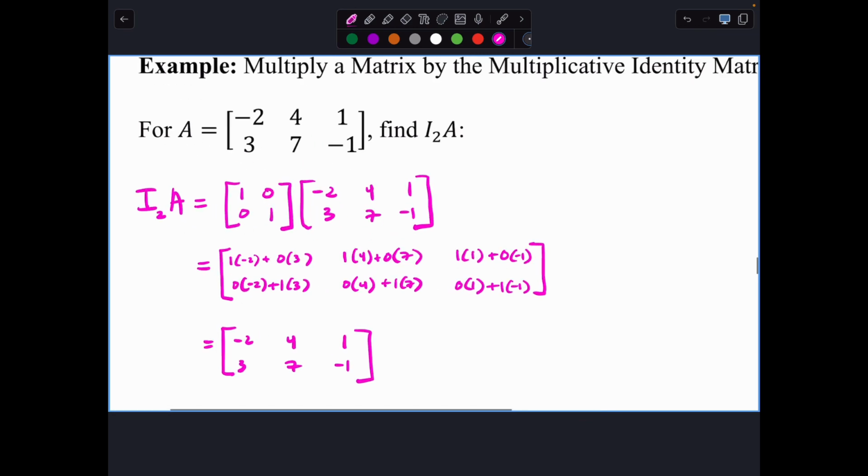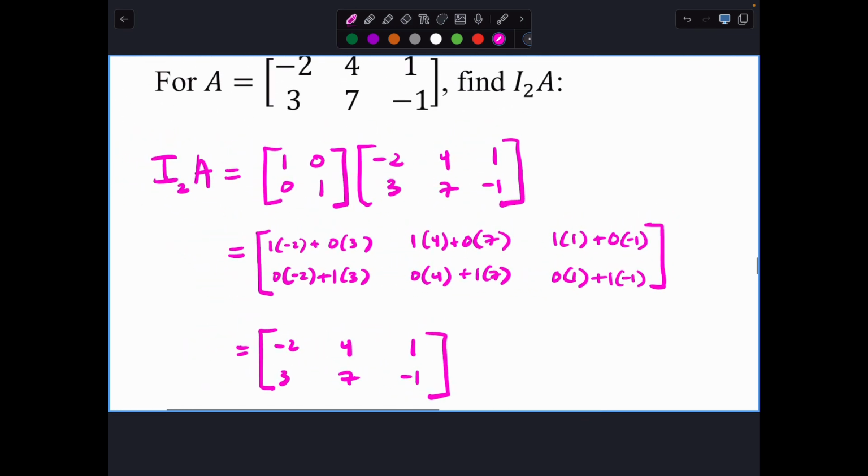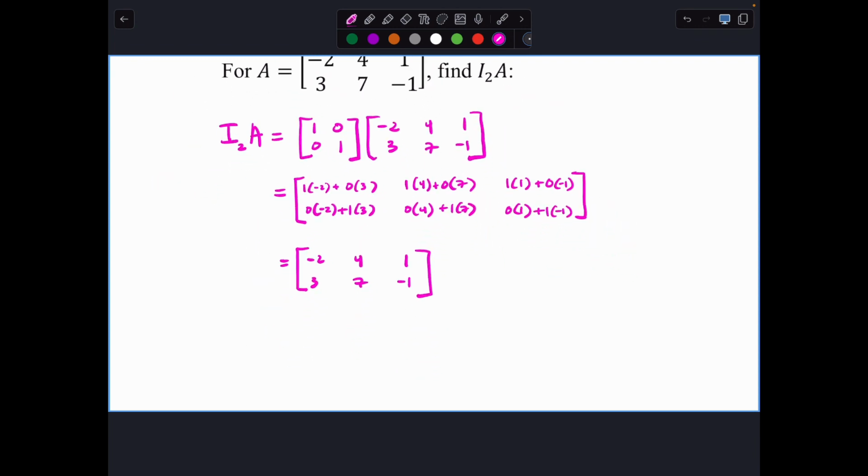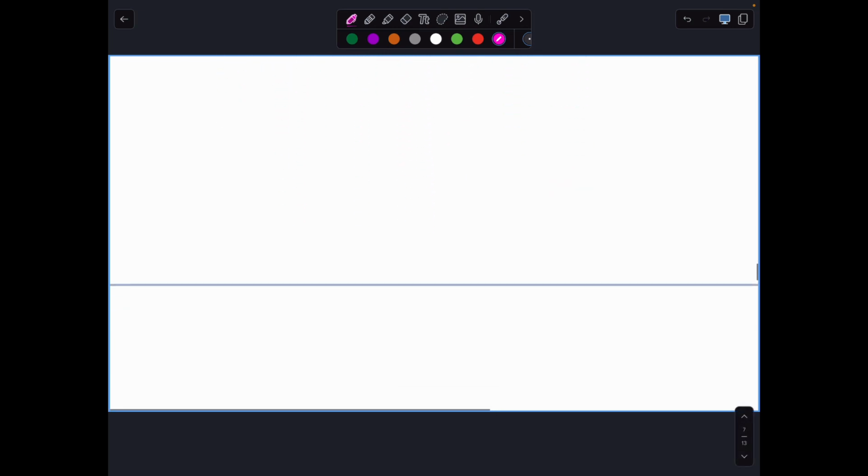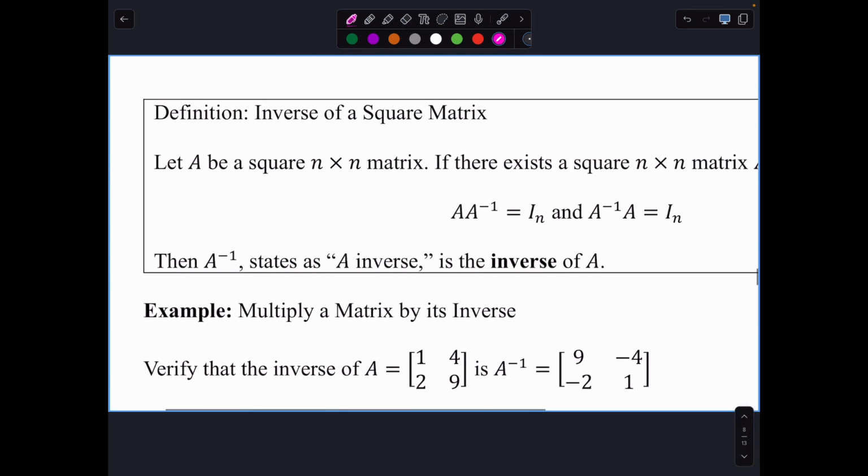If you're like, well, duh, I know. We're just showing that if you multiply a matrix by its identity matrix, it's equal to itself, in the same way that if we multiply a real number by 1, it's equal to itself. Are we okay with that? Okay.